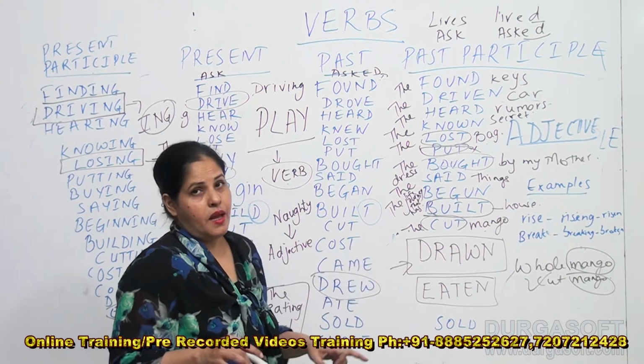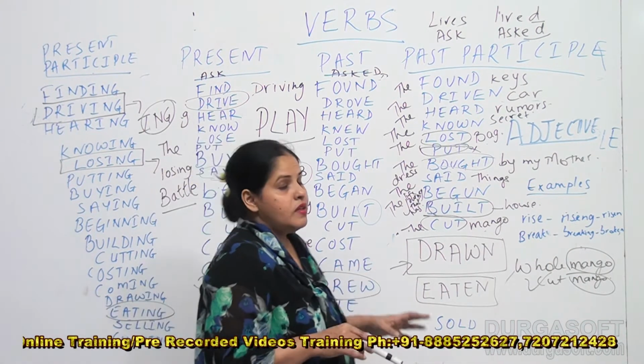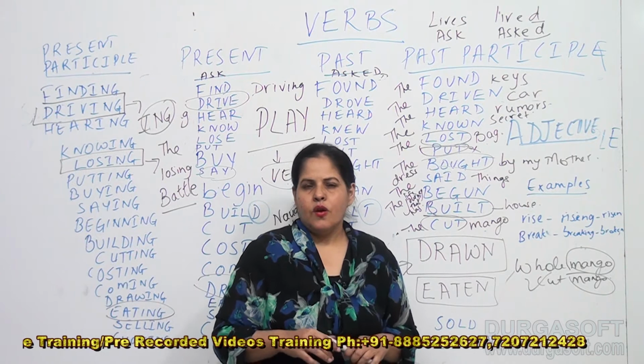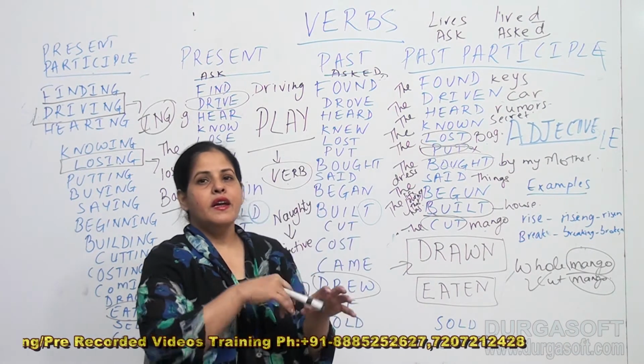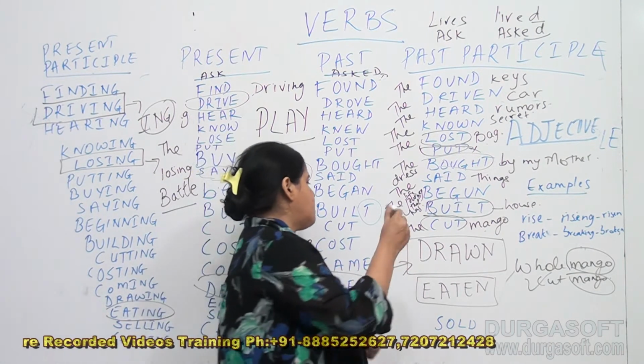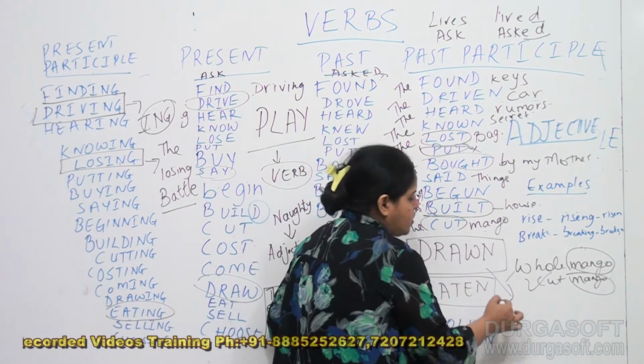Here it's a different example that we're giving. The drawn picture. What picture are you talking about? The one that I bought? No, the one that I drew. So, the drawn picture. Here again, there are two examples.